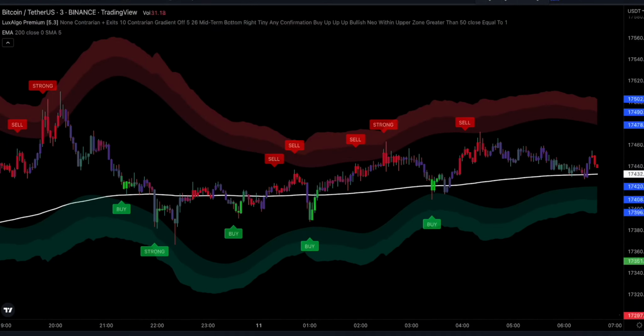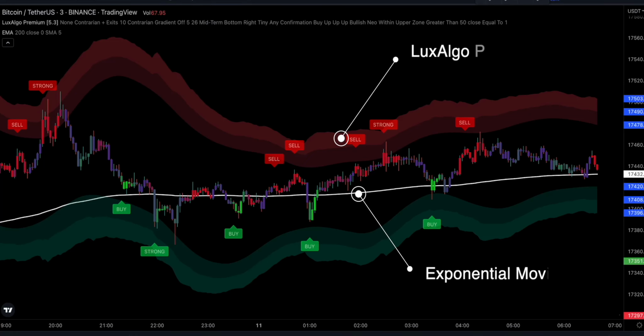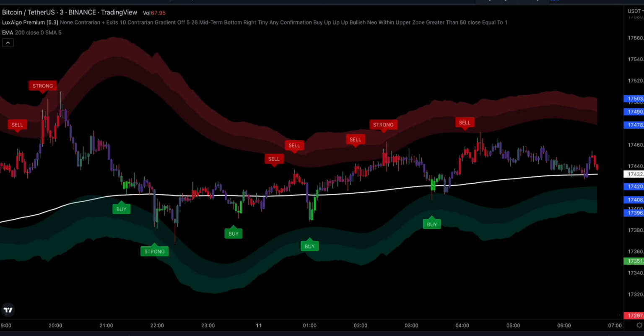Okay, we're currently viewing the Bitcoin chart on the 3-minute time frame. For this strategy we're using two TradingView indicators. We will show you how to add them to the chart and what settings to use at the end of this video. Now let's break down the logic behind this original concept.